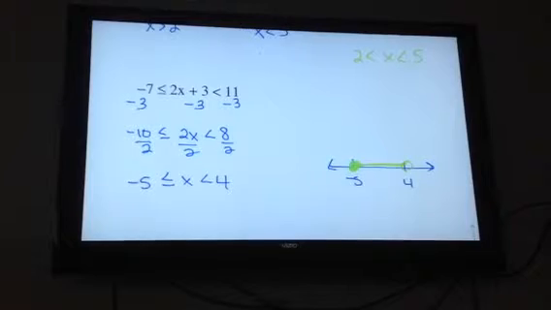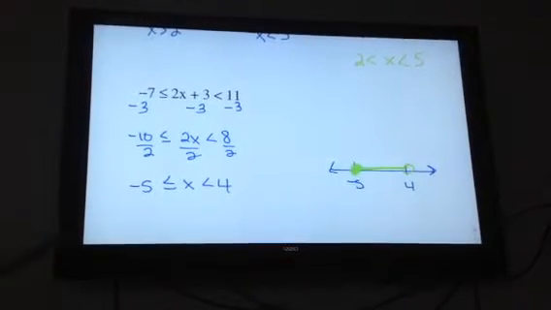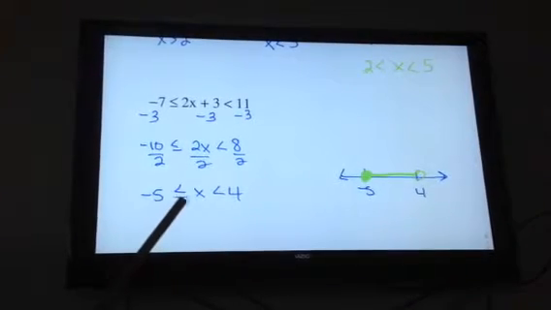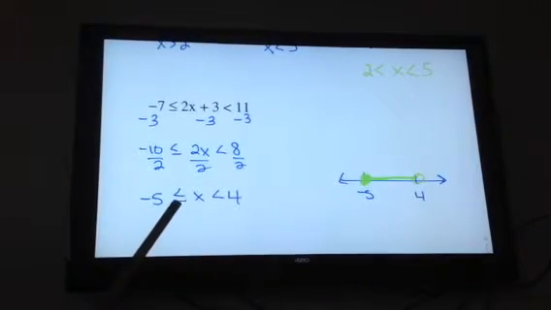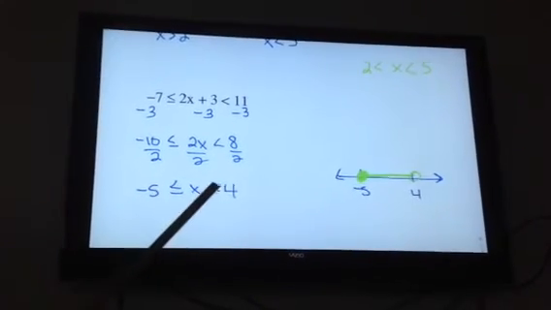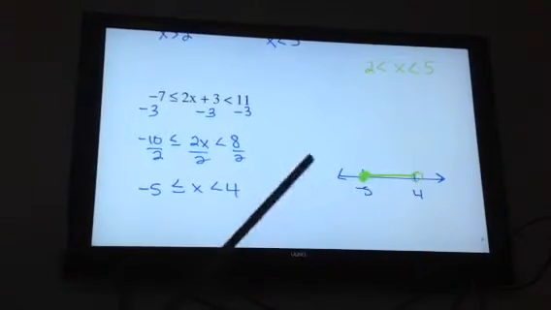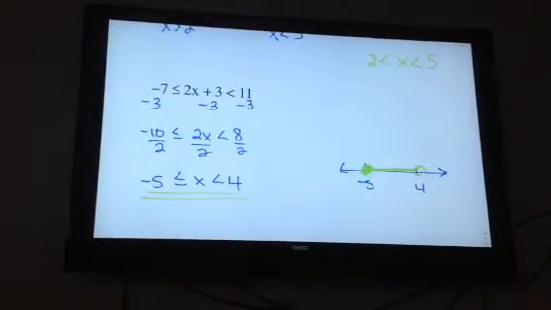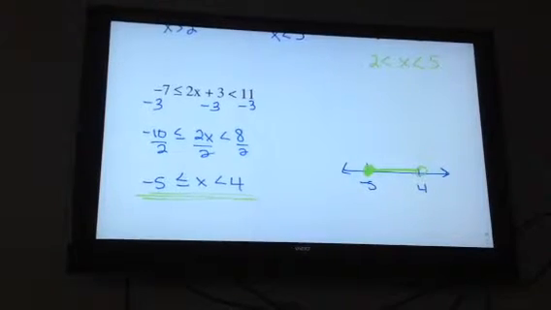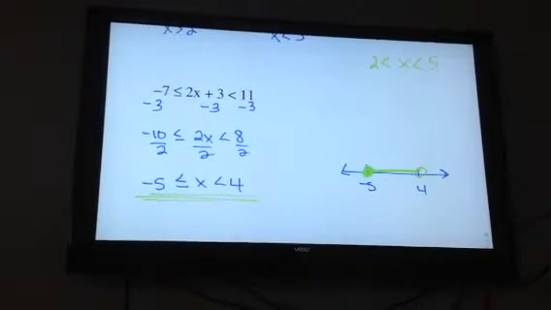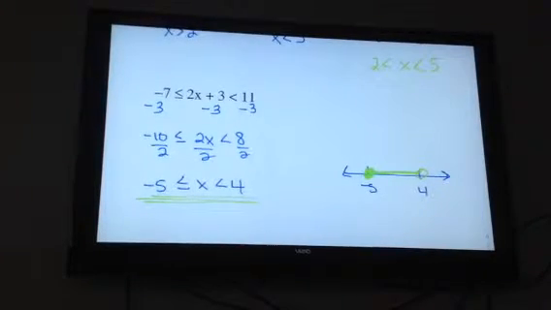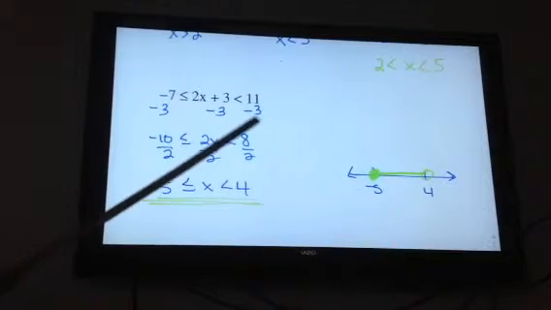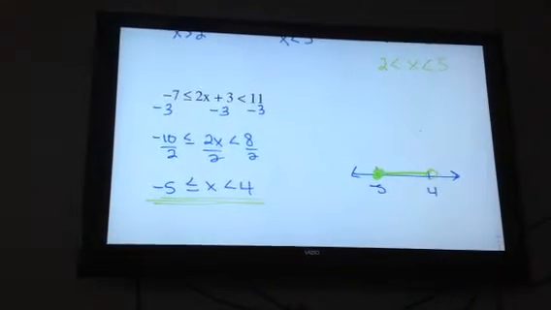So I have a closed circle on negative 5, and it's closed because it's greater than or equal to, so it's got that little line under it which indicates that negative 5 is included, but less than 4, so an open circle on 4, and then the numbers between it. And then this is my algebra answer right here. So sometimes your question doesn't have the word "and" written in it, but when it starts like this with 2 inequality symbols, it's automatically an "and."